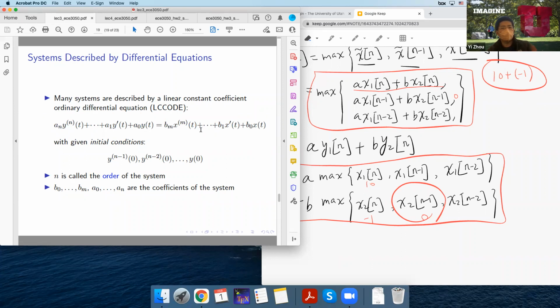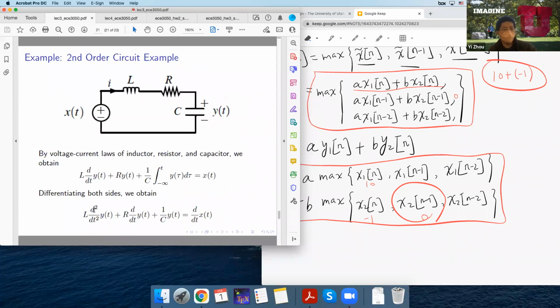On both sides of the equation, all we have is all kinds of derivatives of the input and output. On the left hand side, we have the zeroth order derivative, which is the signal itself, the first order derivative, the second order derivative, and they are linearly combined. And on the right hand side, we only have the first order derivative of the voltage signal. So in general, this is a very standard ODE system.